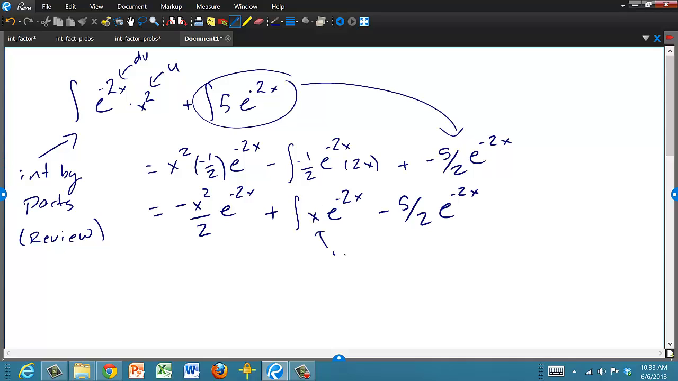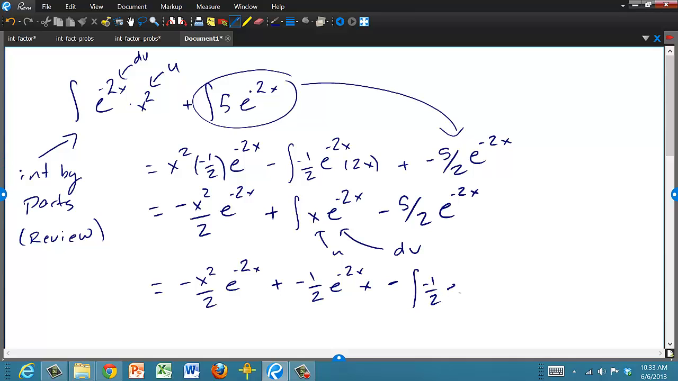This will be my u that I want to differentiate. This will be my dv that I want to integrate. So what do we get? Negative x squared over 2 e to the minus 2x plus, here we'll have u times v, so I'll have a negative 1/2 e to the negative 2x again, times x, minus the integral of negative 1/2 e to the minus 2x times the derivative of x, which is just 1. So that's dx, and you'll have minus 5 over 2 e to the minus 2x.